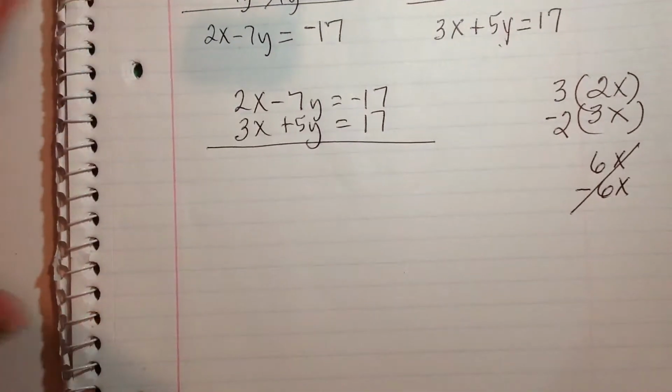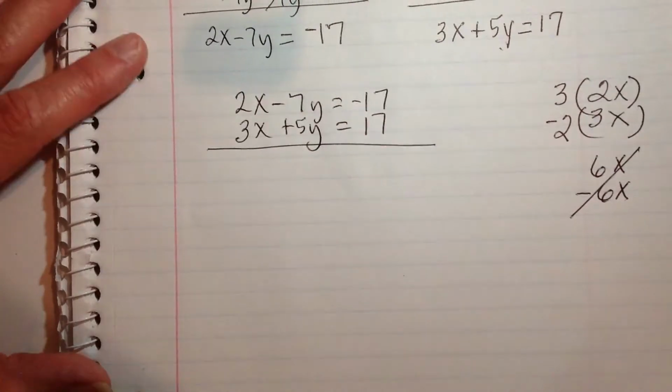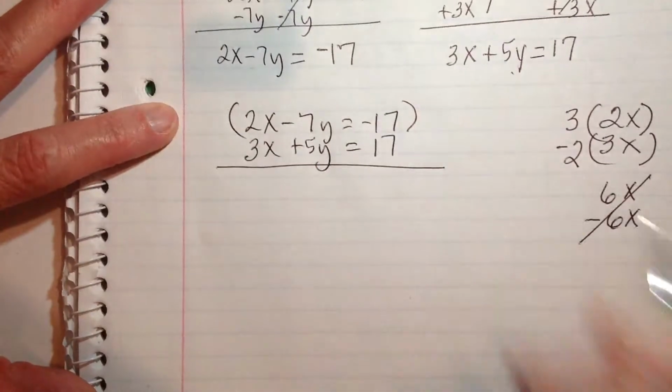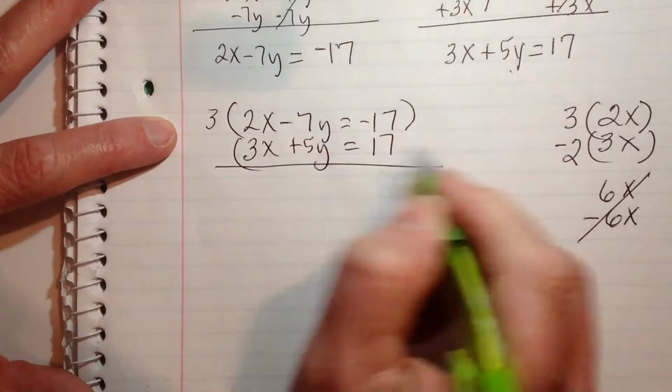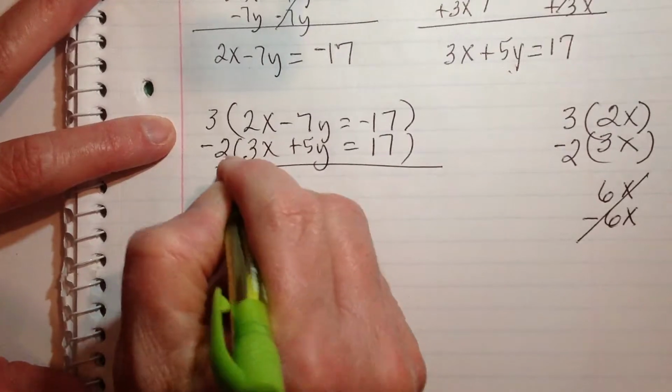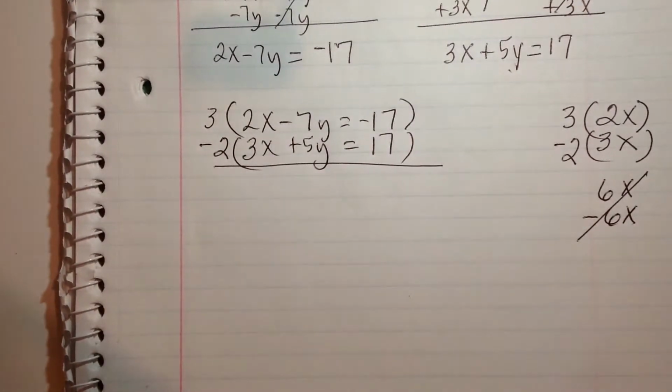I'm looking to multiply either one of the lines or both of the lines so that I can end up with the product being the same number but opposite signs. Therefore, they would cancel. So to get rid of the x's, I'm going to multiply the first line through by positive 3, the second line through by negative 2. And you have to multiply the entire line by that number.